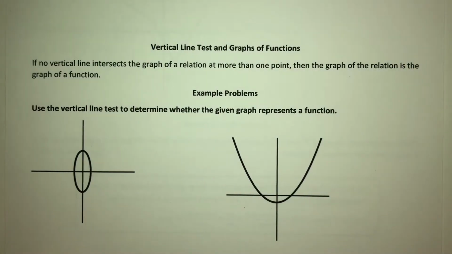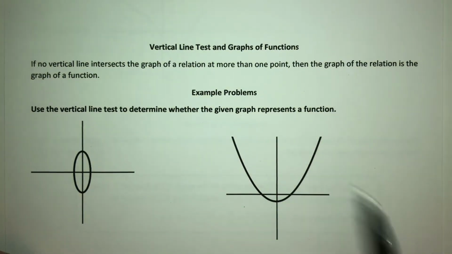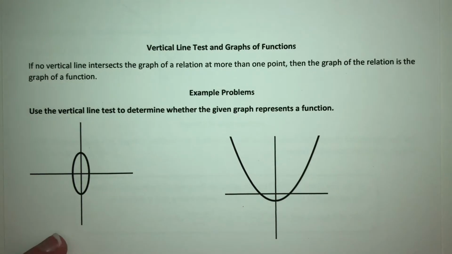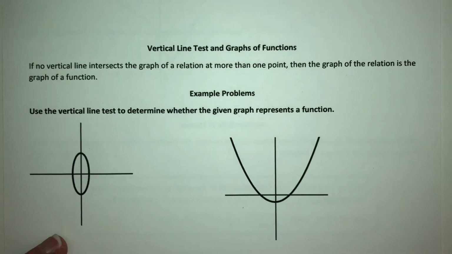This is part 5 of section 1.3. We're going to talk about the vertical line test and graphs of functions. So now we're going to be talking about how you look at a picture of a relation and decide whether or not it is a function. And it will tie into those pictures I drew on those first problems where we were talking about functions.